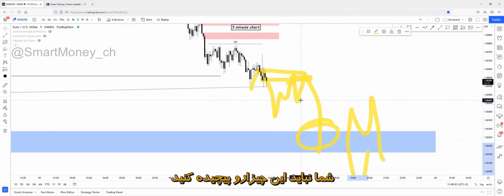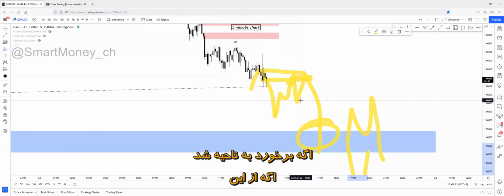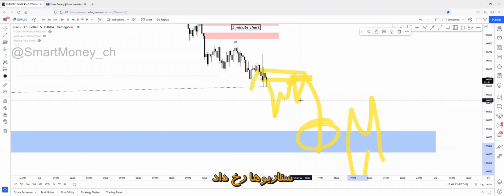You don't have to predict anything. You don't have to overcomplicate things. You don't have to literally predict which zone will hold. You just have to implement. You just have to adapt. You just have to react quickly if the zone tap happens, if one of these scenarios happens.